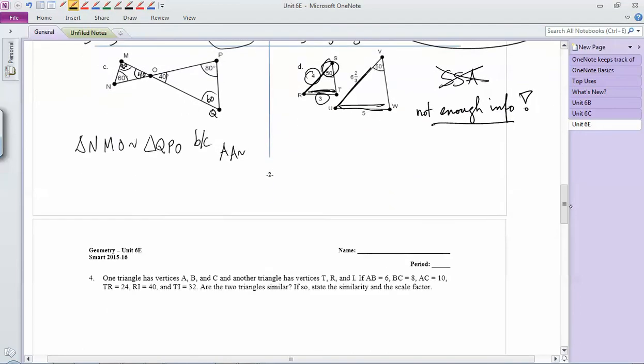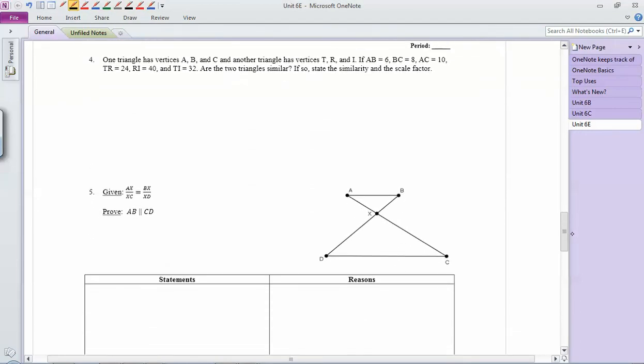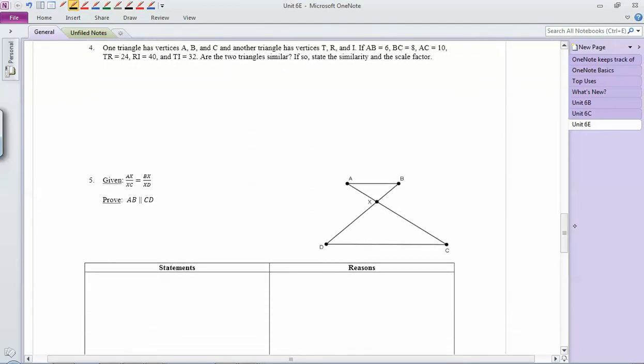All right, so let's take a look down here. We got two triangles, ABC and TRI. AB is 6, BC is 8, AC is 10, TR is 24, RI is 40, TI is 32. Okay, so the question is, are they similar? All we have are sides, so if they're similar, it's going to be because of SSS similarity. So let's match up the sides.